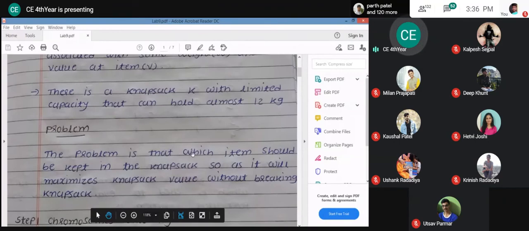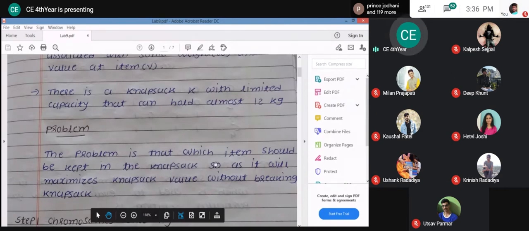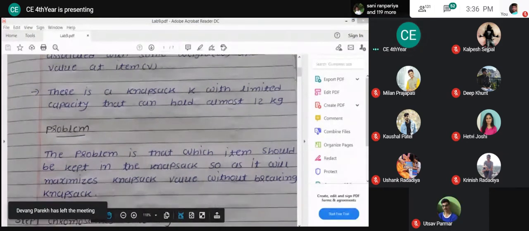Now what is the problem? The problem is: which items should be kept in the knapsack so as to maximize the knapsack value without breaking the knapsack. Again I repeat, which items should be kept in the knapsack so as to maximize the knapsack value without breaking the knapsack. Okay, so this is the problem.